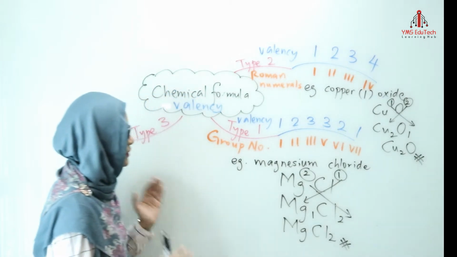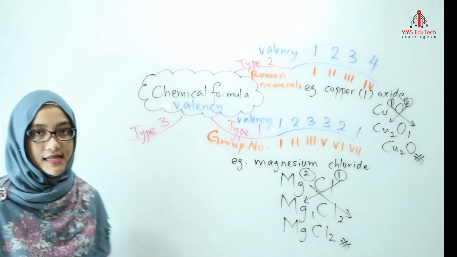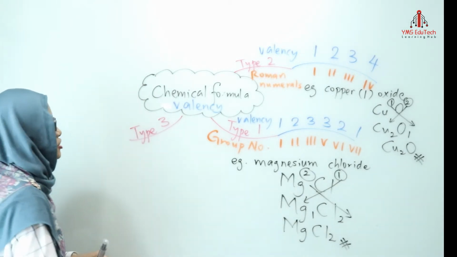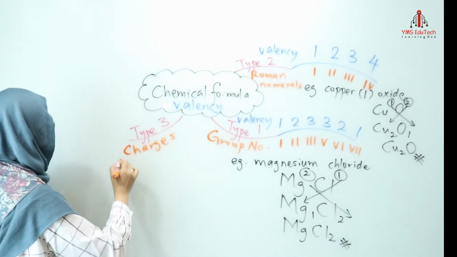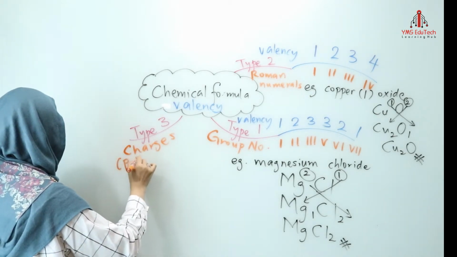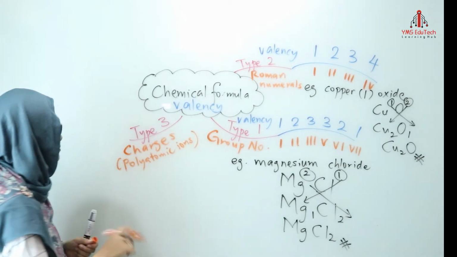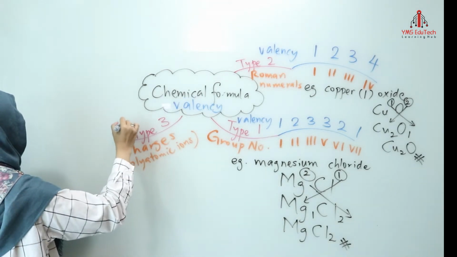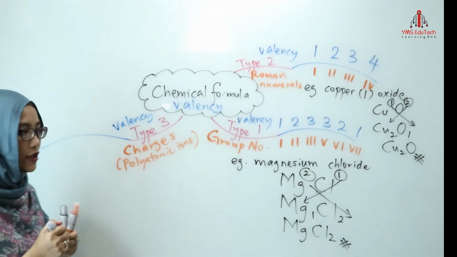Alright, so we're done with type 1, we're done with type 2. Next, we're going to look at type 3. So type 3 involves charges of polyatomic ions. Again, I'm going to relate this to valency. What kind of polyatomic ions?